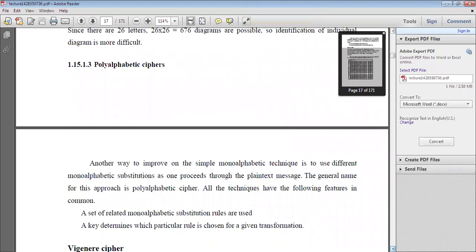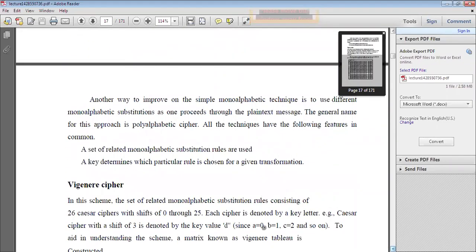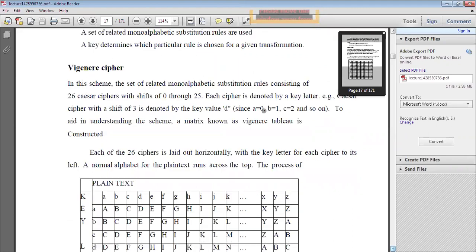Next one, the polyalphabetic cipher. Polyalphabetic cipher means you can use the Vigenere cipher.